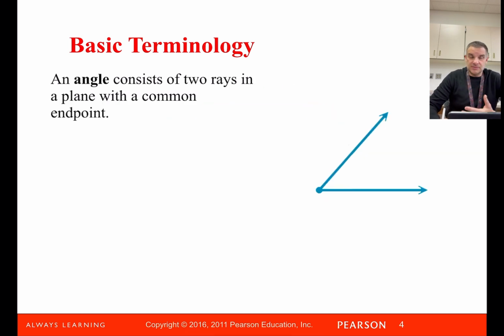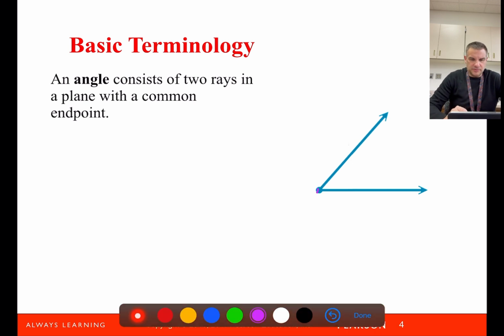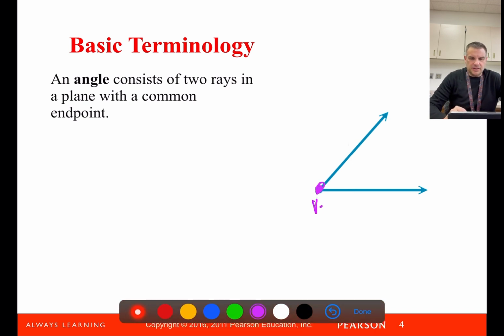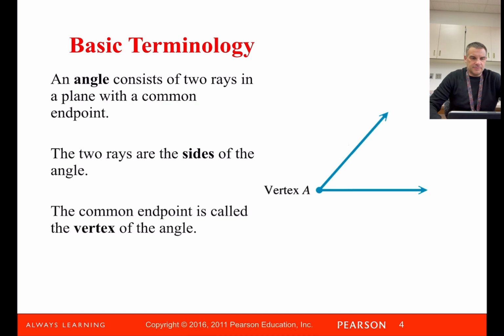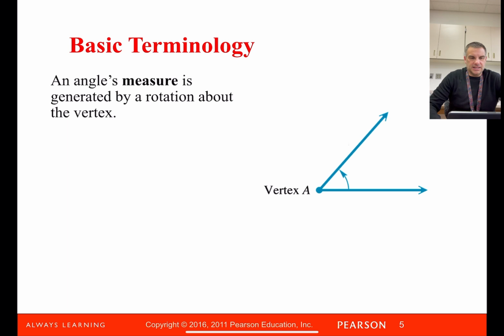An angle consists of two rays. And again, you've looked at angles before. Two rays in a plane with a common endpoint. We call that common endpoint the vertex. So that part right there is called the vertex of the angle. That's where the angles meet. We want to find degree measure. We find the measure of that angle kind of right in there. Two rays are called the sides. Common endpoint is called the vertex. And that's the angle measure.